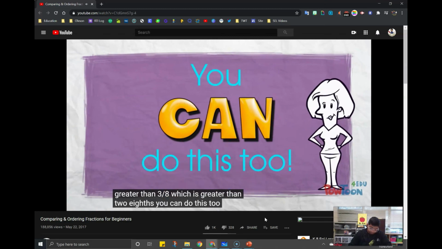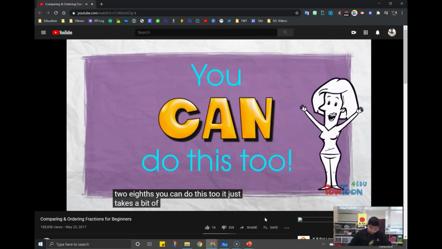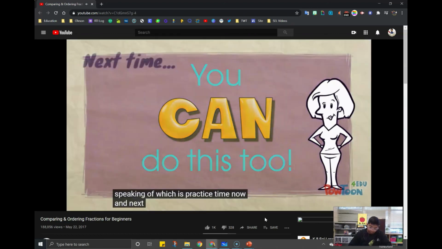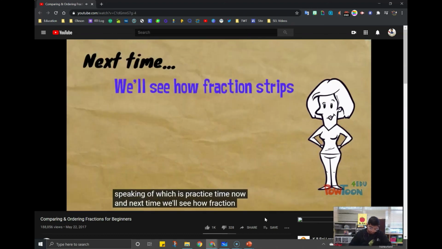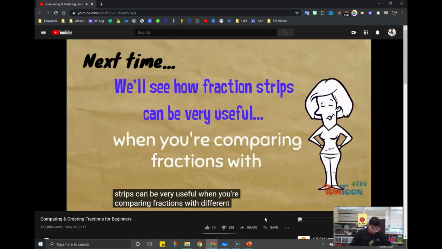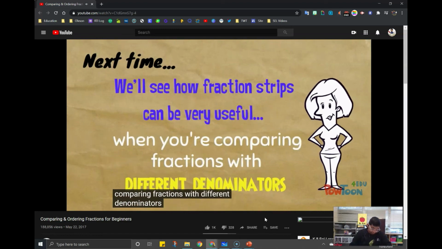You can do this too. It just takes a bit of practice. Speaking of which, it's practice time now. And next time, we'll see how fraction strips can be very useful when you're comparing fractions with different denominators.